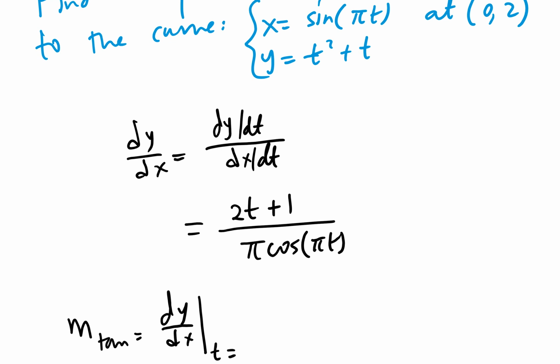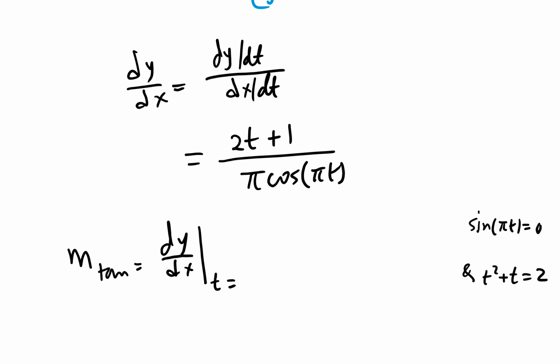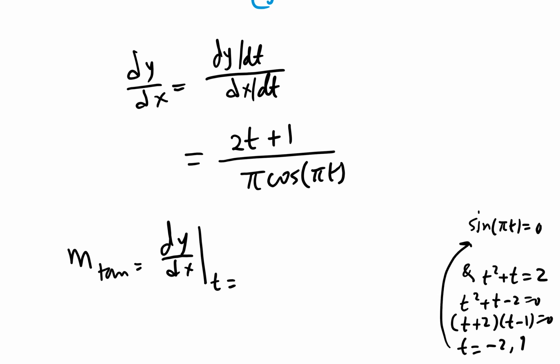So how do we find the t value? Remember, we can set sine pi t equal to 0 and t squared plus t equal to 2. So if we solve the second equation by factoring, (t plus 2)(t minus 1), we would get t to be negative 2 or t to be 1. So now if I take t to be 1 and plug it in there, you get sine pi, which will give you 0. That's okay. And same thing with negative 2, sine negative 2 pi, which is back to 0.